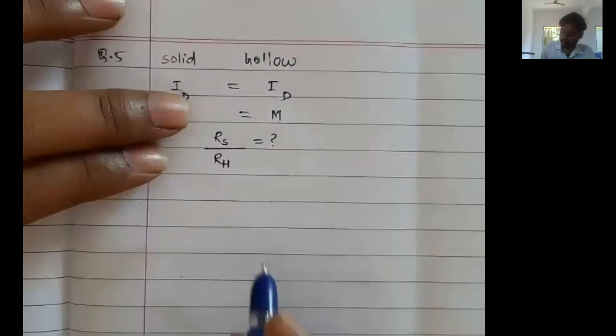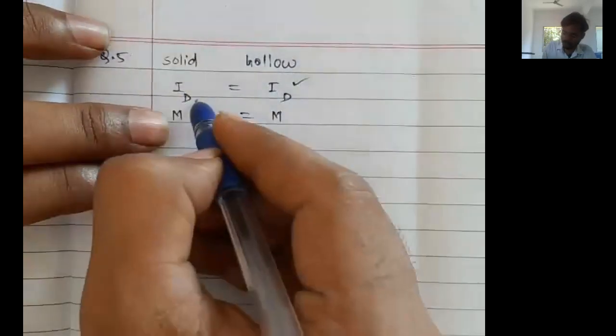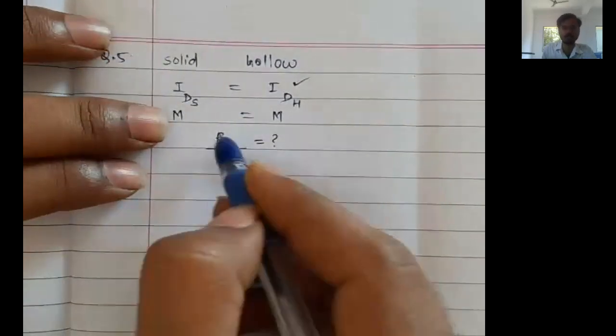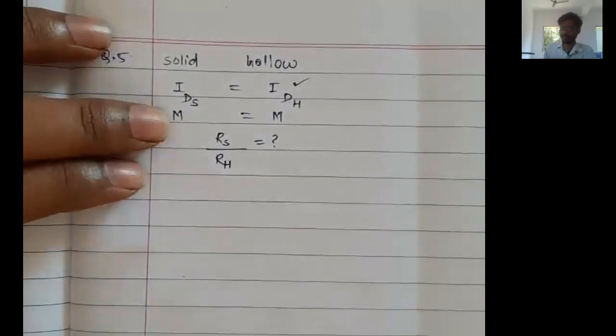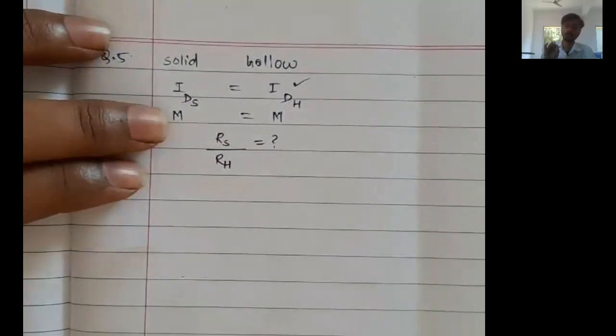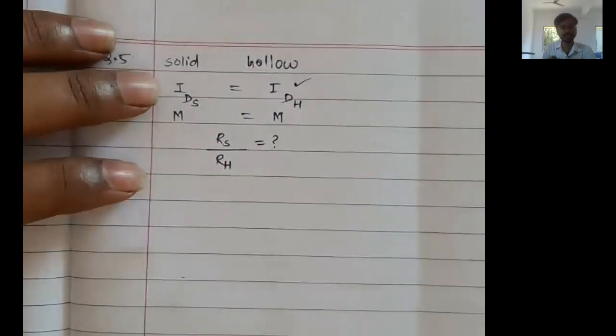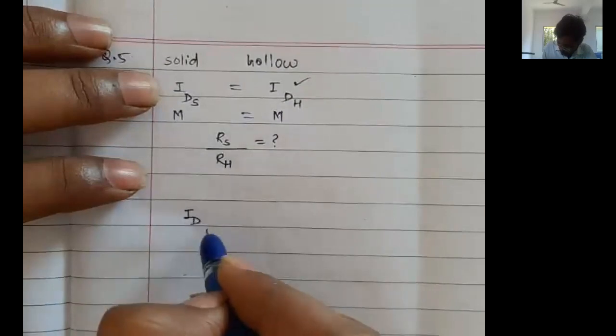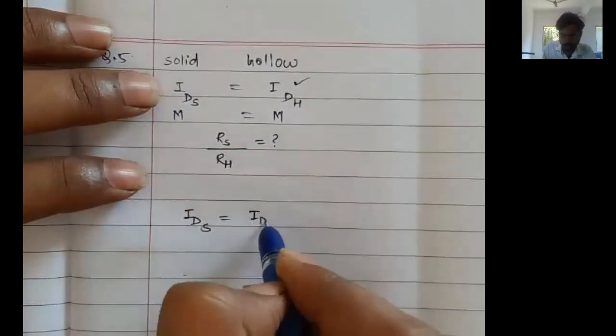Moment of inertia of solid sphere about diameter and moment of inertia of hollow sphere about diameter are both given equal. If you do not have a direct equation for what is asked, as we do not have for this ratio, then try to write down the equation for what is given. When there is no equation for what is asked, what do we do? We write the equation for what is given. So the moment of inertia about diameter of solid sphere is equal to the moment of inertia about diameter of hollow sphere.